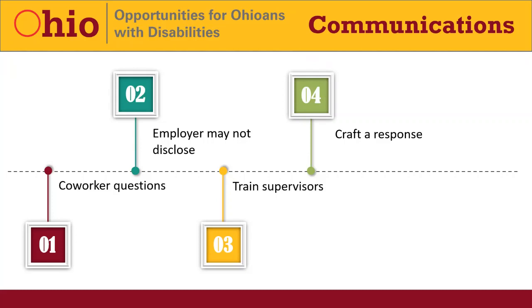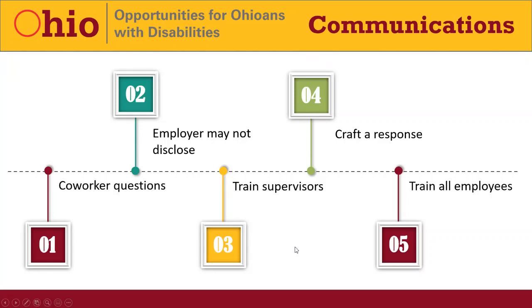You may also consider being proactive and providing ongoing training for all your employees on the laws you are required to follow, which would include Title I of the Americans with Disabilities Act and the right to reasonable accommodation for qualified employees with disabilities. This awareness may prevent coworkers from asking questions about a colleague's reasonable accommodation.